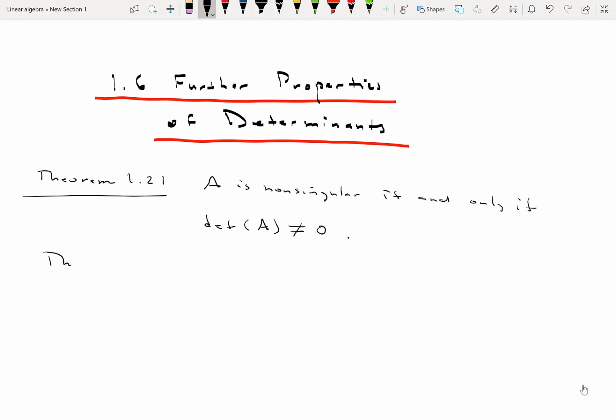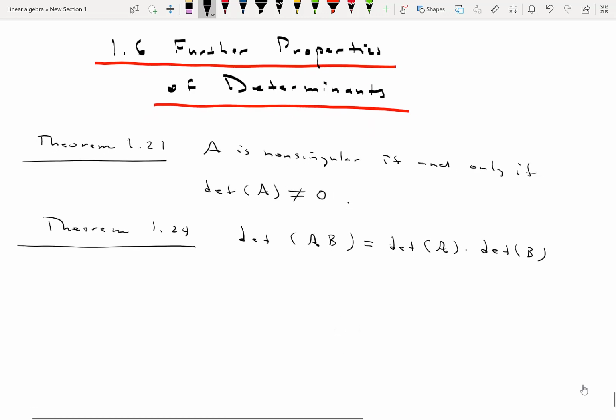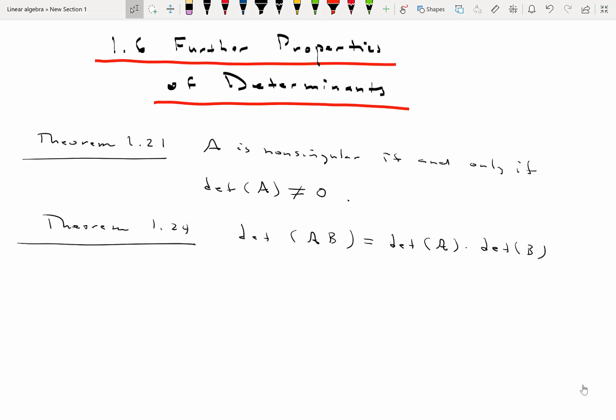Okay, next theorem. Theorem 1.24. If you want the determinant of the product of two matrices, it turns out you never have to multiply the matrices together to get it. The determinant of AB is the same thing as the determinant of A times the determinant of B. That's pretty neat. To find the determinant of the product of these two matrices, A and B, you never have to multiply A times B. Just multiply the individual determinants together. That's amazing.